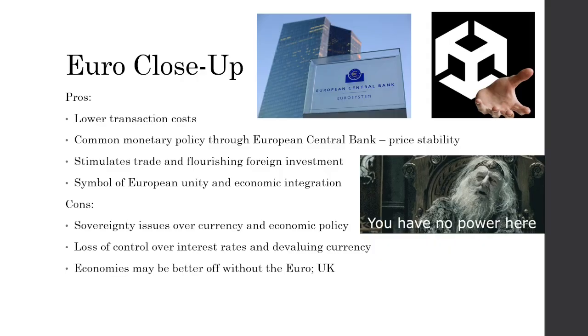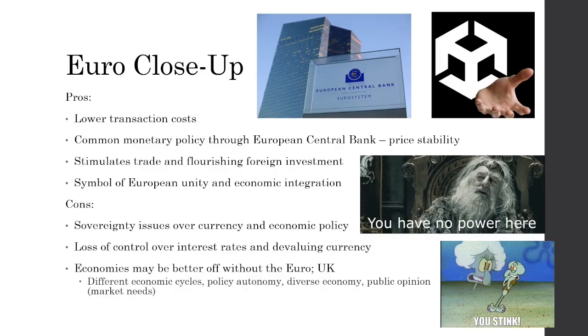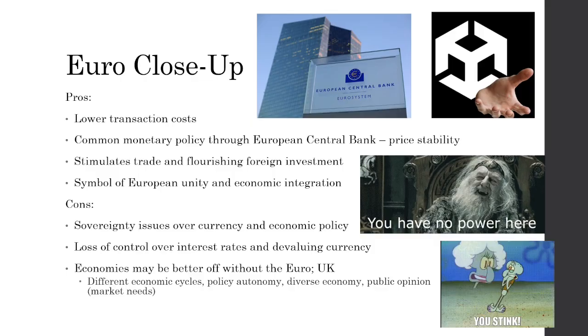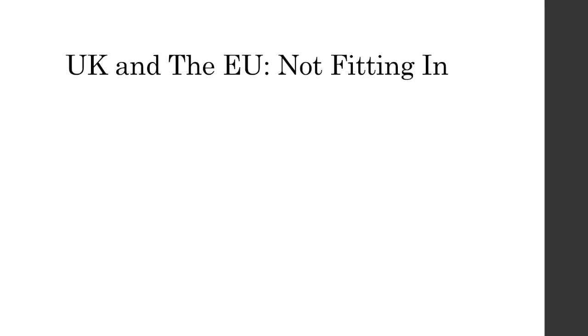Economies, in some cases, may be better off without the euro, and that's what many in the UK suspected during the Brexit era. This would be due to countries having different economic cycles, having different policies in place, or wanting to put policies in place. They could have more diverse or less diverse economies with different goods and services that make up a different portion of their GDP. No economy is the same between two countries. It also can vary because of market needs and public opinion, which is just another word for demand.